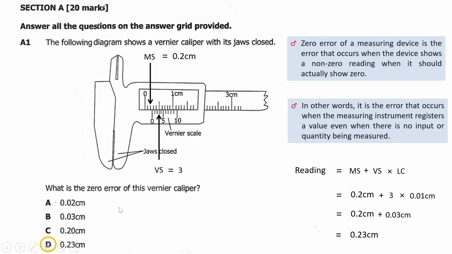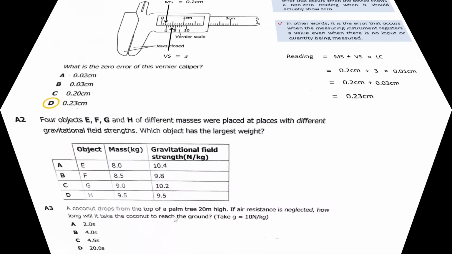This is the reading which is shown here as the zero error, meaning it is the value which this apparatus or device is reading even when it is measuring nothing, when the jaws are closed. Okay, so we move to A2.